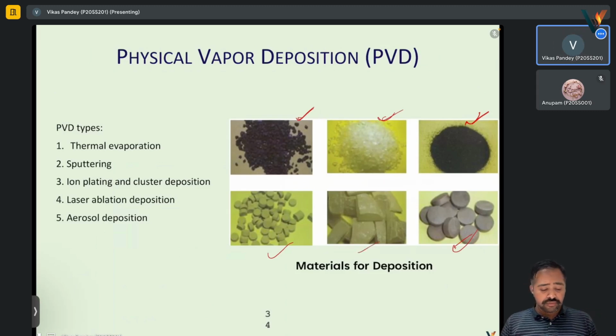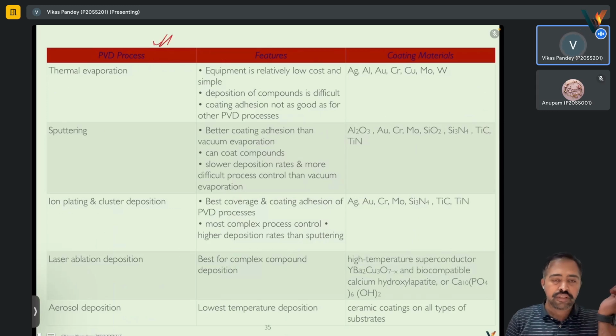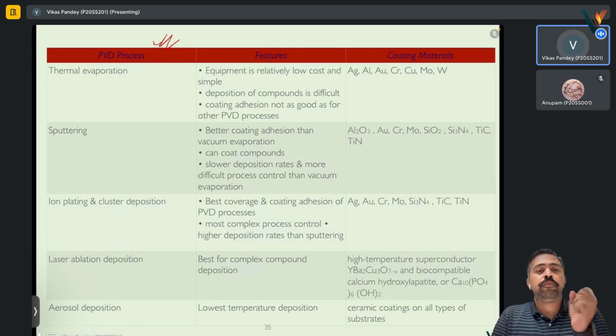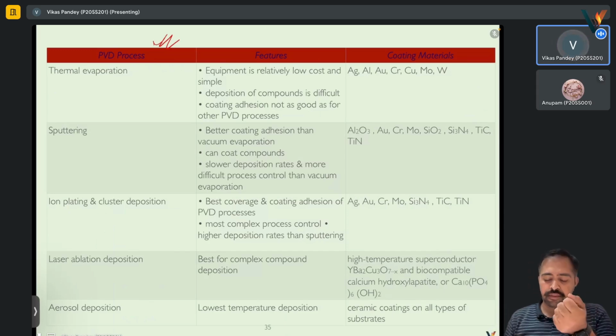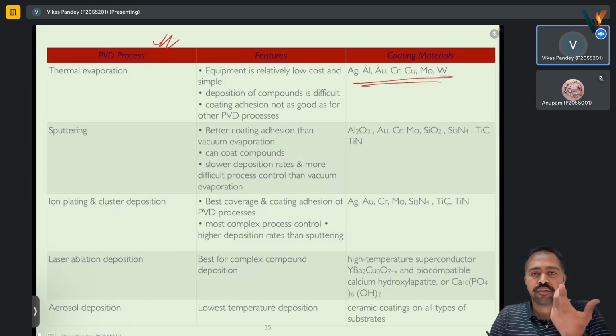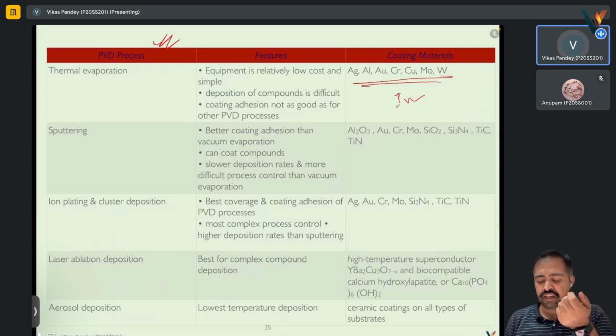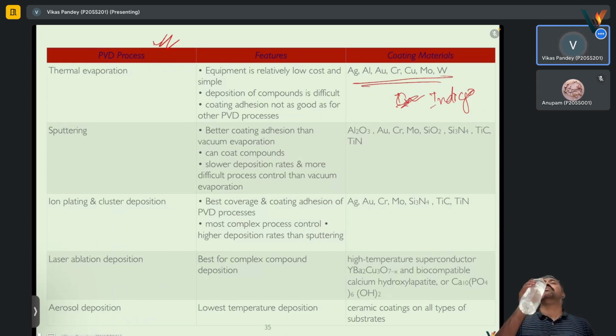So if we compare the PVD processes, thermal evaporation is the most cost effective, low cost way to deposit materials, especially metals like silver, gold, and sometimes some semiconductors like indium, sorry, indium phosphide is a compound semiconductor that is also deposited. Some having low or adequate melting point can be deposited, but generally they are used for metals.